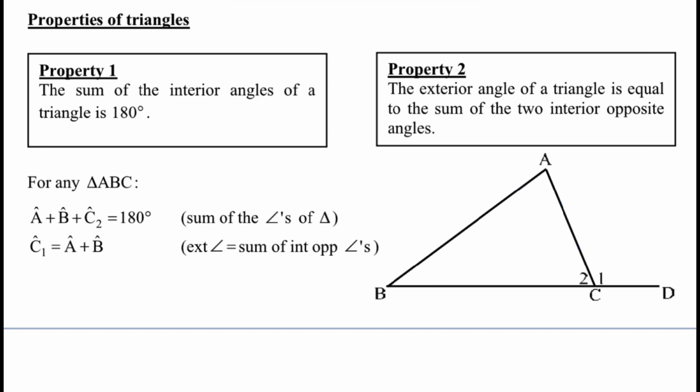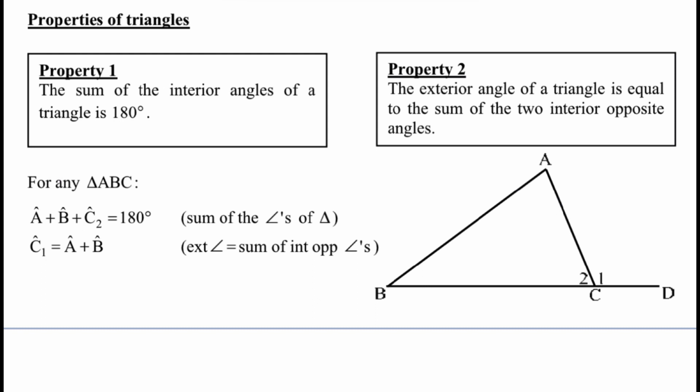That's very important. Now, property 2: the exterior angle of a triangle is equal to the sum of the two interior opposite angles. So, in a triangle, the exterior angle is this angle all the time. This exterior angle is equal to this angle plus this angle. So, the exterior angle is equal to the sum of the opposite angles all the time. This is how you write this.